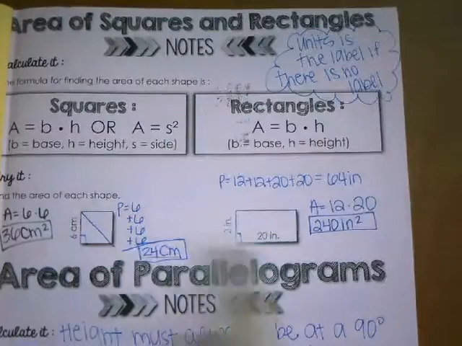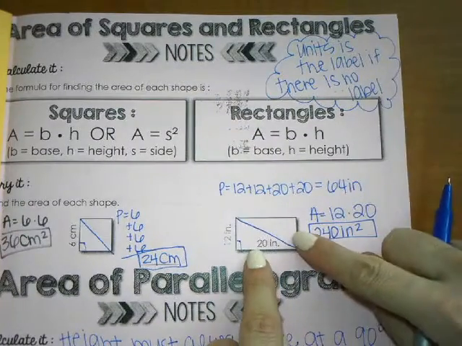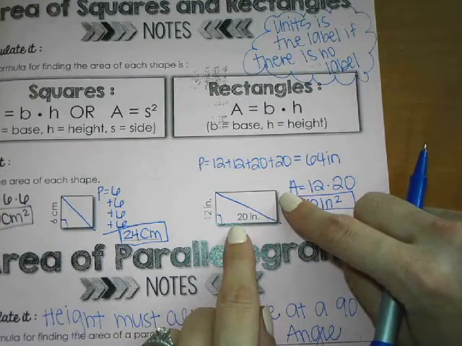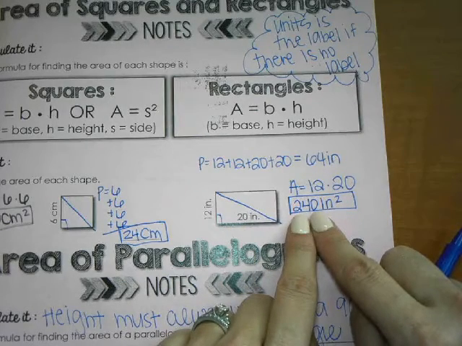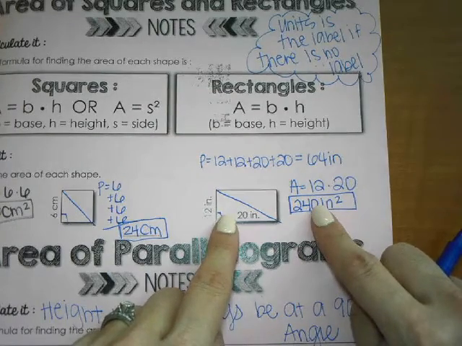Same thing with this one. I could cut this one in half. I have two rectangles, or not two rectangles, two triangles. Okay? Then I could cut this in half. What's 220 cut in half? Which means the area of this triangle is 120 inches squared.